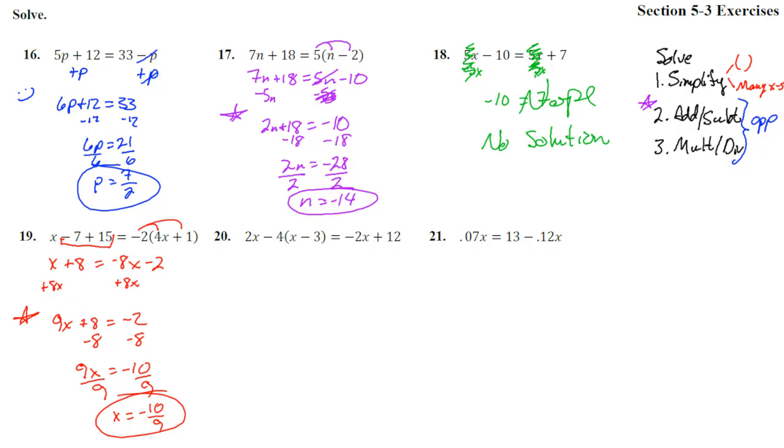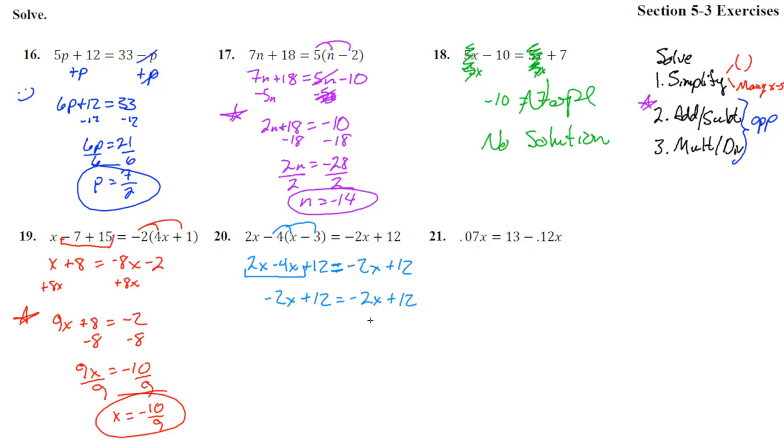Okay, next one. Number 20. Do we have parentheses? Yes, indeed we do. So distribute it in. We get 2x minus 4x plus 12 equals negative 2x plus 12. Okay, let's get the x's together over here. That is just normal adding. Notice I don't add 4x to both sides. You can only add to both sides of an equal sign. So here we're just combining them like normal. Negative 2x plus 12 equals negative 2x plus 12.